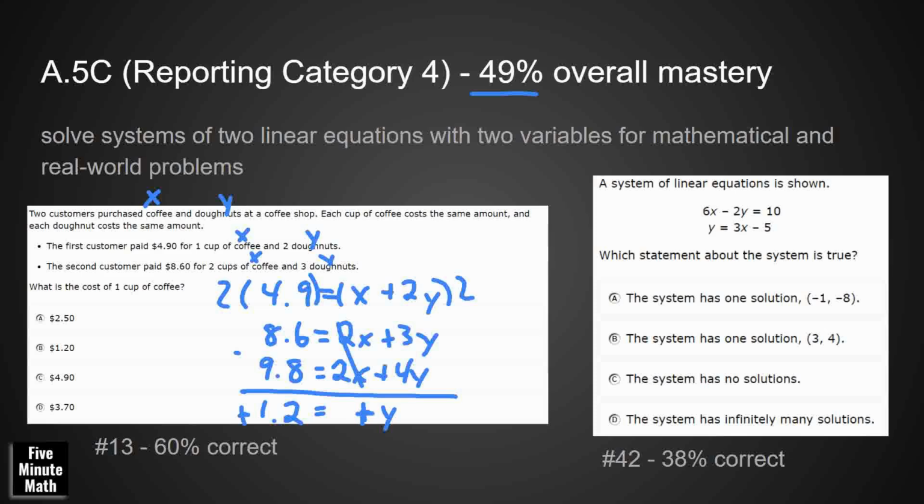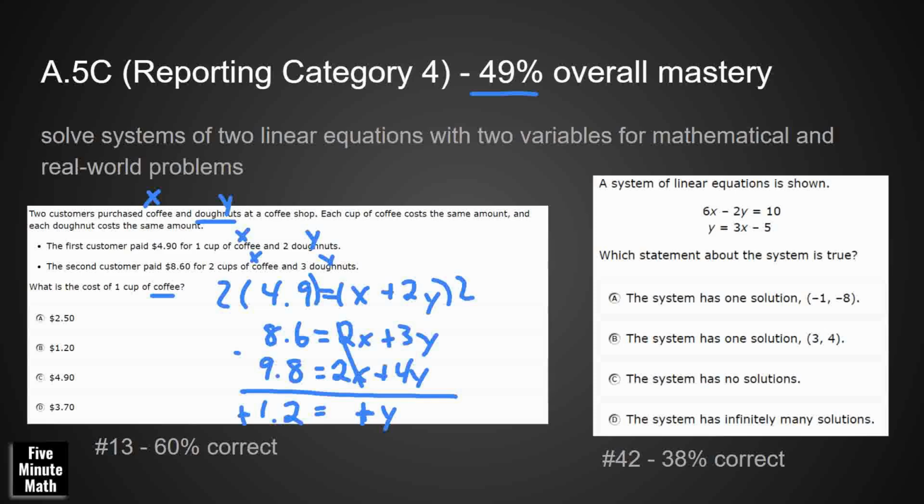Now, y was my donuts. I'm looking for my coffee. So I didn't solve for x. I could have done something to solve for the x. I wanted to eliminate the x because I thought that was easy. If I wanted to solve for the x, I'd have to multiply the top and the bottom by something to get the 2y and 3y up to 6y. So I still have to plug this back in.